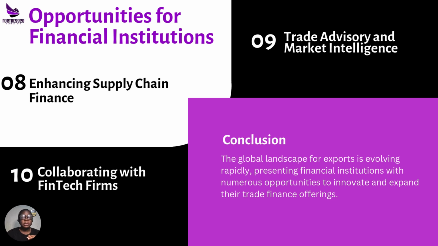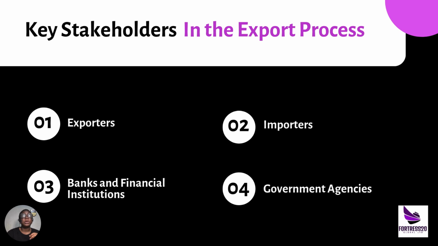The global export scene is changing quickly, offering financial institutions chances to innovate and expand trade finance. By embracing digitalization, sustainability, and supply chain diversification, banks can enter into new markets to support exporters and drive global trade growth. Who are the key stakeholders in the export process?